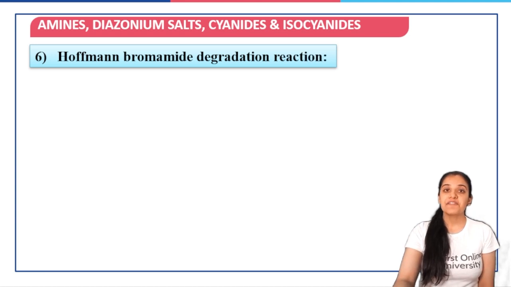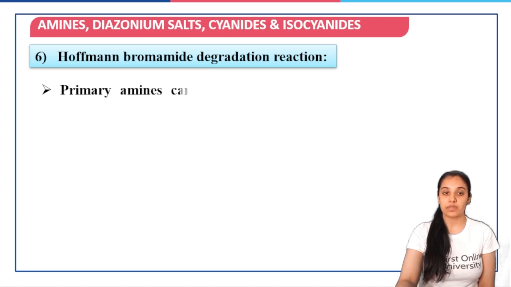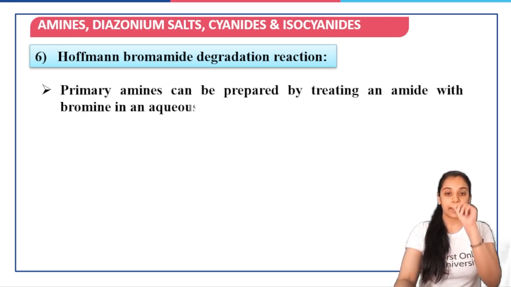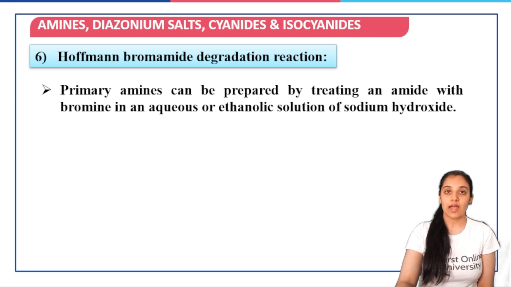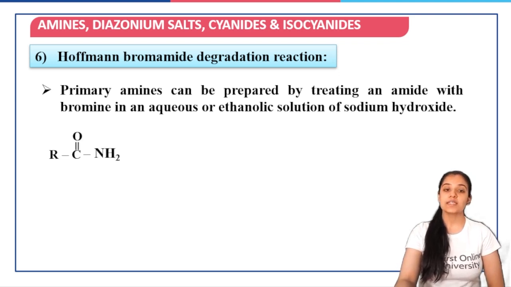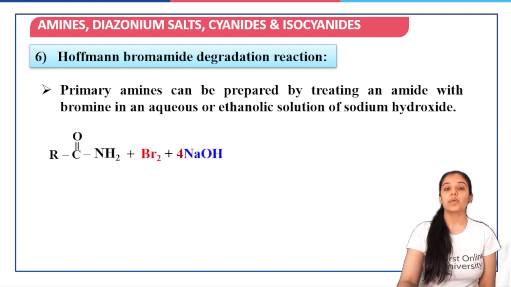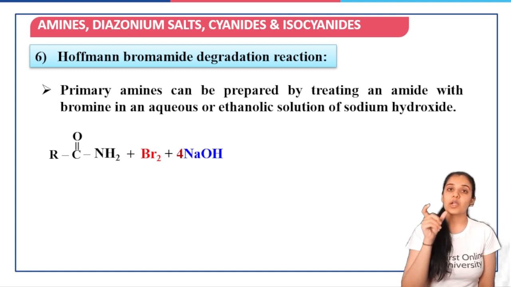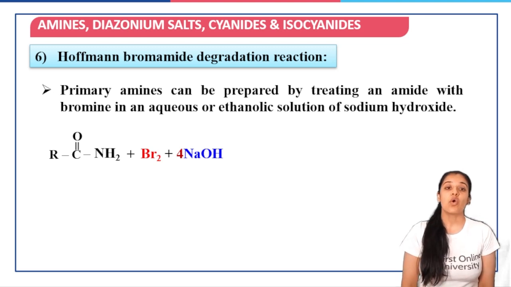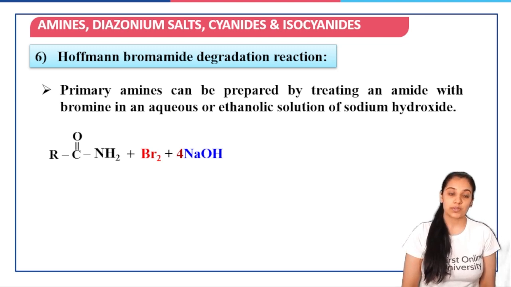Next method, again a very important name reaction, is Hofmann-bromamide degradation reaction. Now, primary amines can be prepared by treating an amide with bromine, that is Br2, in aqueous or ethanolic solution of sodium hydroxide, that is NaOH. So when we have RCONH2, that is the amide group, and we react it with Br2 NaOH. See, the moment you see Br2 NaOH in the reaction, you can easily predict that it is the Hofmann-bromamide degradation reaction.